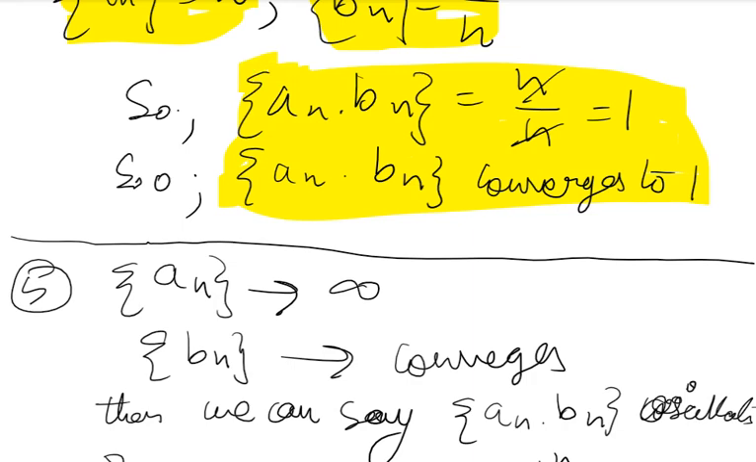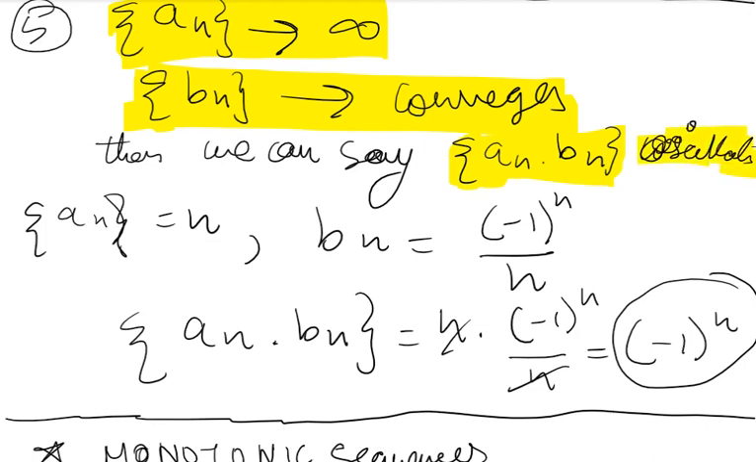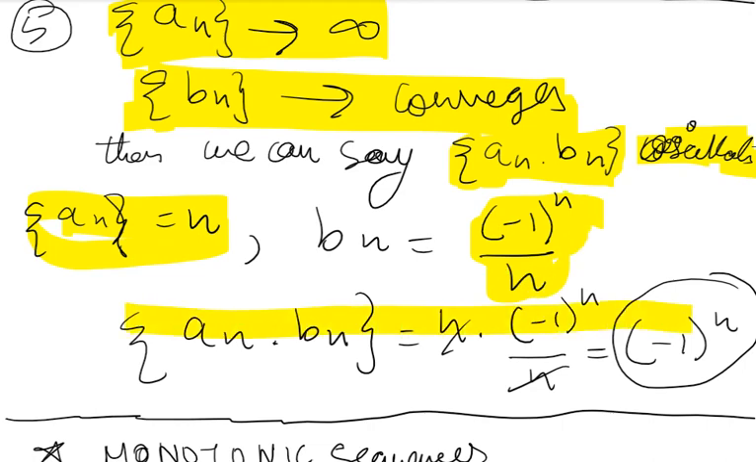Now if you notice, for the fifth one, an is a sequence that is tending to infinity, but bn is a sequence that is converging to some point, any point. So we can say that an dot bn will oscillate. How? Let's take an as n, and let's take bn as (-1)^n divided by n. So when you multiply that, you're just left with (-1)^n.